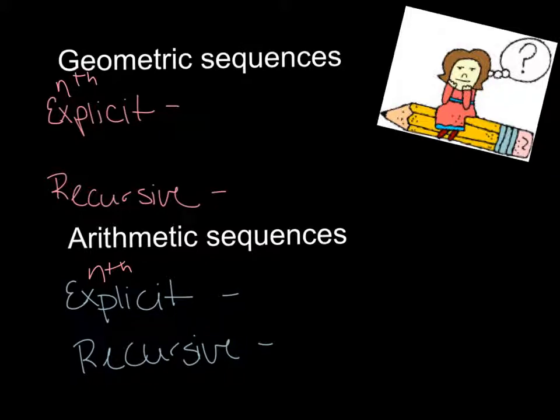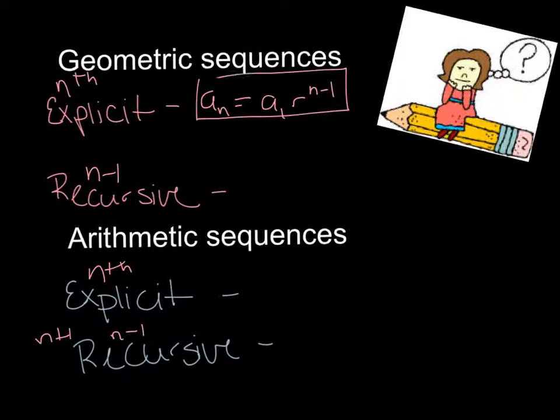Recursive means that you need the n-1 term or the n+1 term, however you see it. But basically that says that you need the one before it in order to get the next one. Okay, now your reference sheet gives you your explicit, and for geometric it would be a sub n equals a sub 1 r to the n-1. That's given to you on the reference sheet. The recursive formula is not, unfortunately, and there are two kinds.